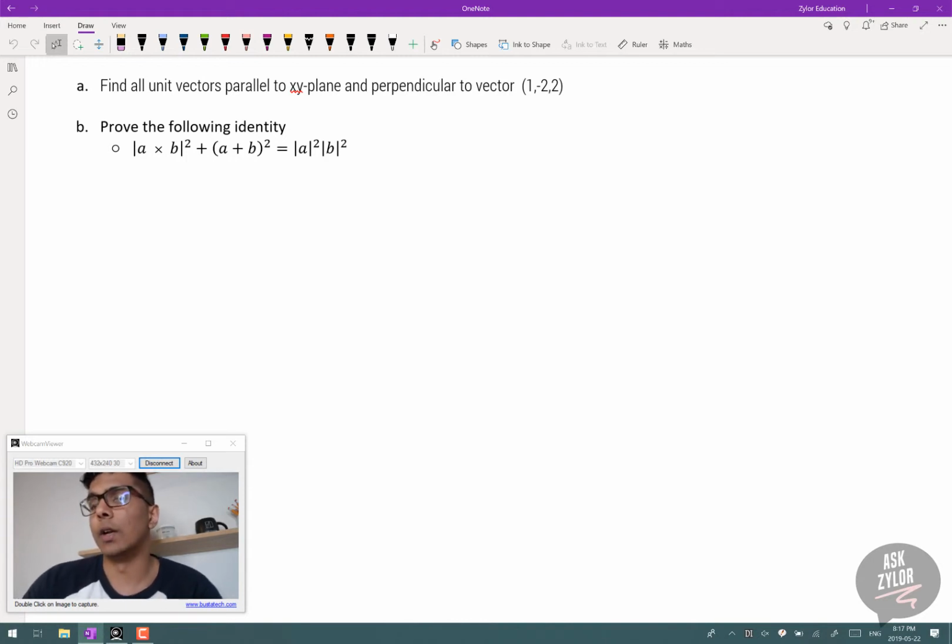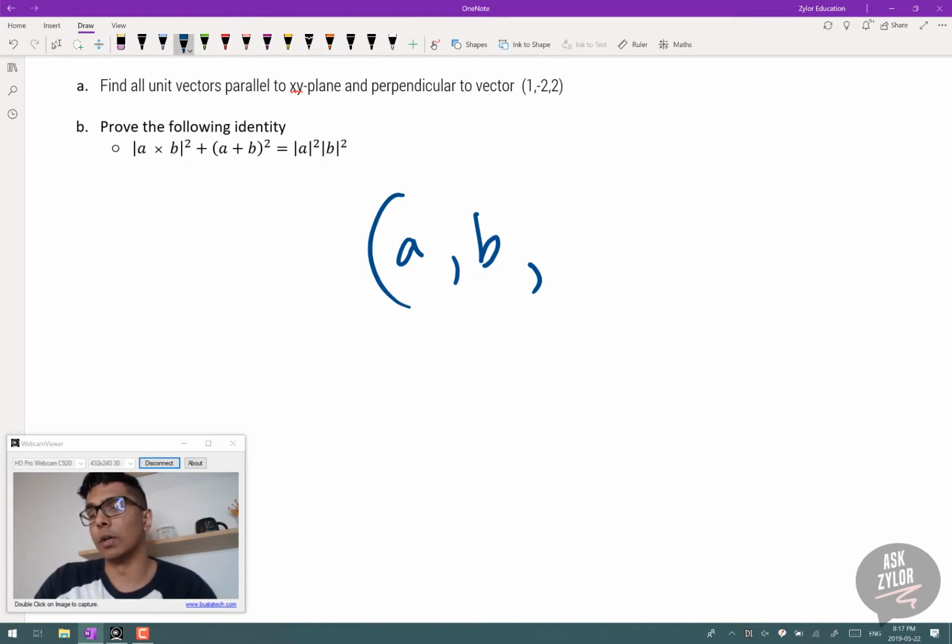Right? So if any vector is parallel to the xy plane, that means there's no z component. So we're going to say it's just a vector. We're going to give it some variables for the x and y, but we're going to say 0 for the z component, right? Because it is parallel to the xy plane. There's no z component. And it's telling us it's perpendicular to the vector (1, -2, 2).